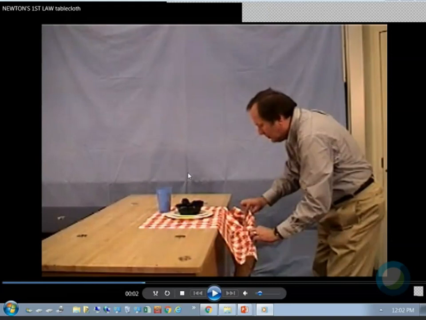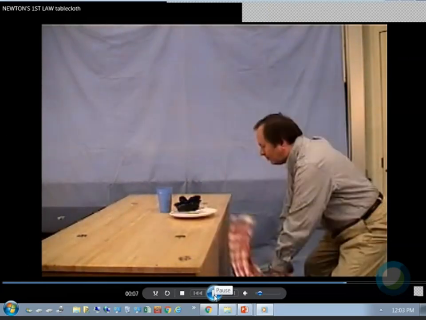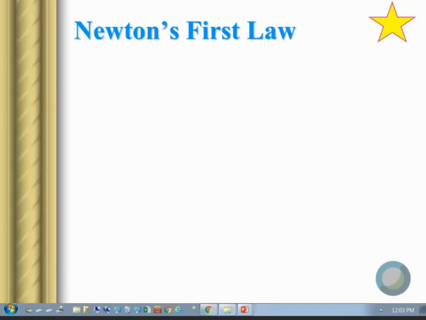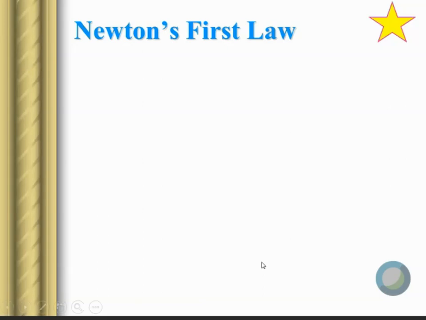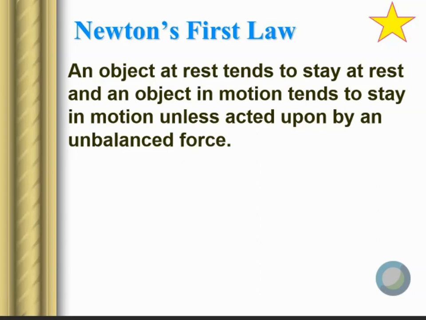First, Vijayawada, I would like to see the experiment. So first we go for that experiment. Yes, so that happened. The utensils remained in the same place. But why? We have to understand that. I would like to start with the law that Newton proposed. The law is this: an object at rest tends to stay at rest for eternity. An object in motion tends to stay in motion unless acted upon by an unbalanced force.